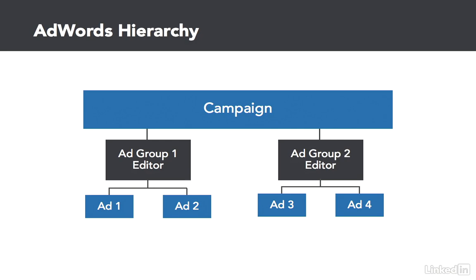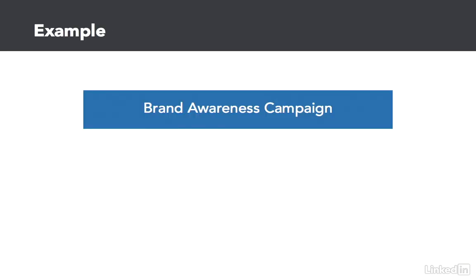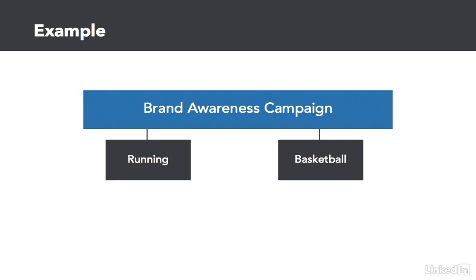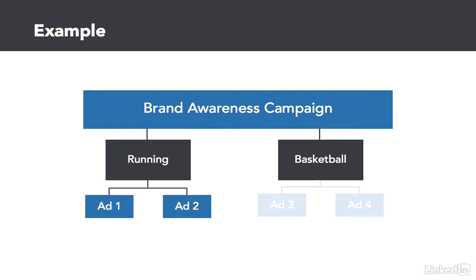So to better explain how these 3 items are related, let's use an example. Let's say we want to create a campaign to increase brand awareness for our company, H+ Sport, that sells mineral water. Within that brand awareness campaign, we want to target multiple groups of people. For this example, let's say we want to target users interested in running and also users interested in basketball. So we now have 2 ad groups within our main brand awareness campaign. From within each of our ad groups, we could upload and customize as many ads as we'd like. So we can have 2 ads in each of these ad groups.